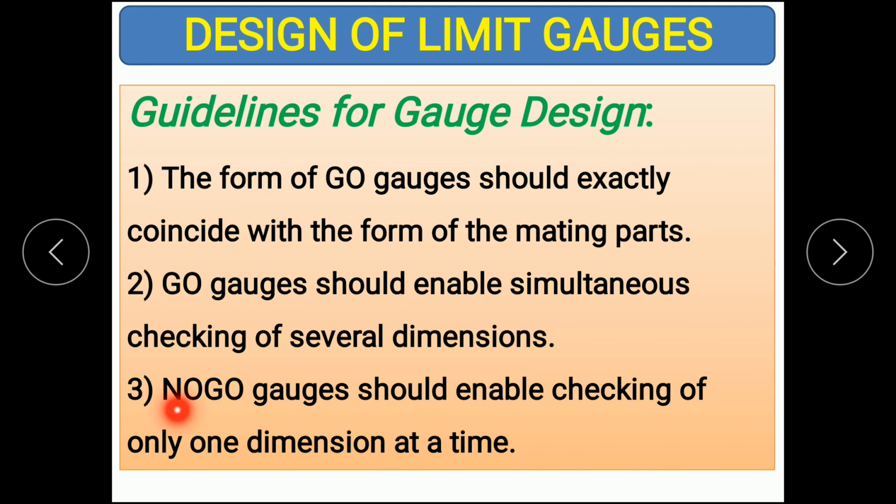No go gauges should enable checking of only one dimension at a time. So no go gauges will check only one thing, that is the minimum material condition, because it will not insert into the part. If it does not insert, we cannot check other features. That's why no go gauges should enable checking of only one dimension at a time.